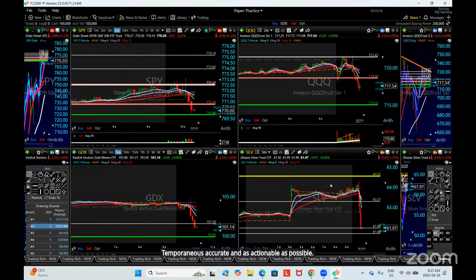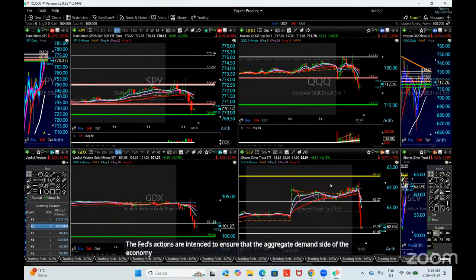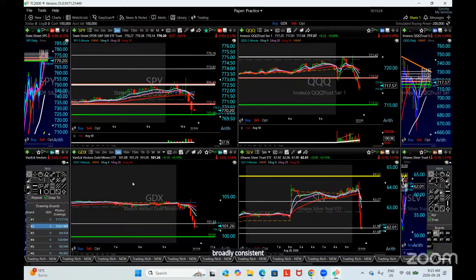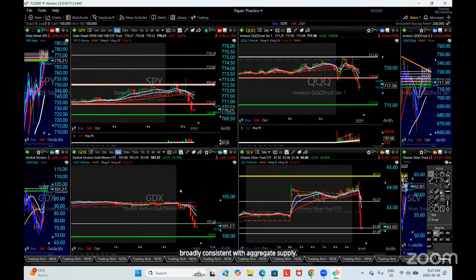Second principle. The Fed's actions are intended to ensure that the aggregate demand side of the economy is broadly consistent with aggregate supply. However, all we observe directly is activity. We never see and can only infer what's really happening on the supply side. Hence, evaluating the current and expected balance between aggregate supply and aggregate demand is imprecise.